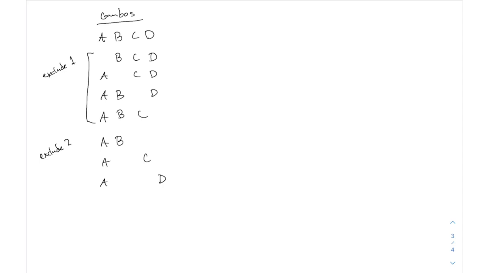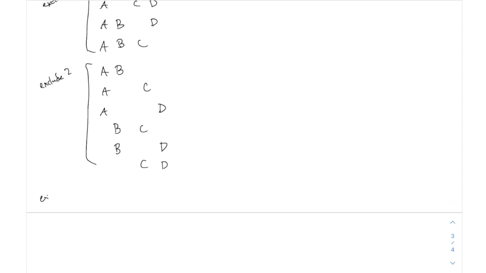And then I could also use BC or BD, and finally I could do CD. And those are all the ways that I could exclude two of them, all right? And, sorry, I gotta scroll here. I could also exclude three of them, okay? That means you only use one. And those are easy to write down, all the different ways you can only use one of them.